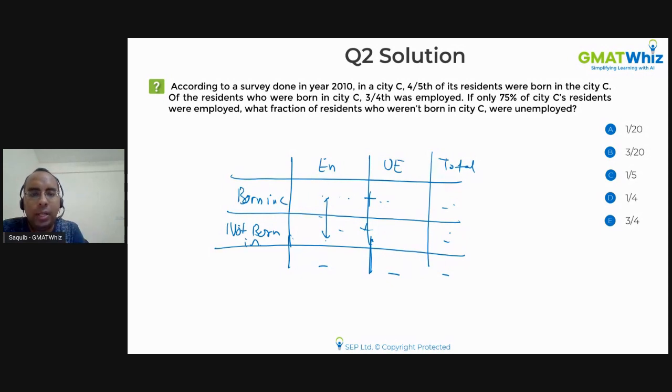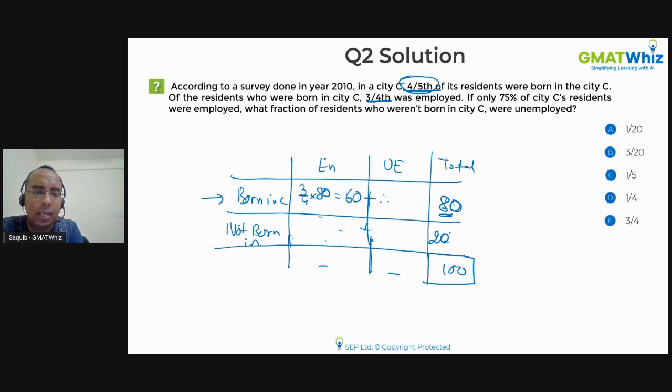Now, you know that the total we are assuming here is 100. I'm doing it very quickly just to show you. I won't take a lot of time. You solve the question like this only. Keep in mind the total value is always kept here. Now they're saying 4/5 of the residents are born in C. 4/5 of the total means 80 are born in C. Now, if 80 are born in C, then 20 are not born in C. So I'll write it like this. Now, of those who are born in C, 3/4 are employed. So 3/4 of 80, and you'll fill this with 60. If this is 60, this has to be 20 because 60 plus 20 is equal to 80.